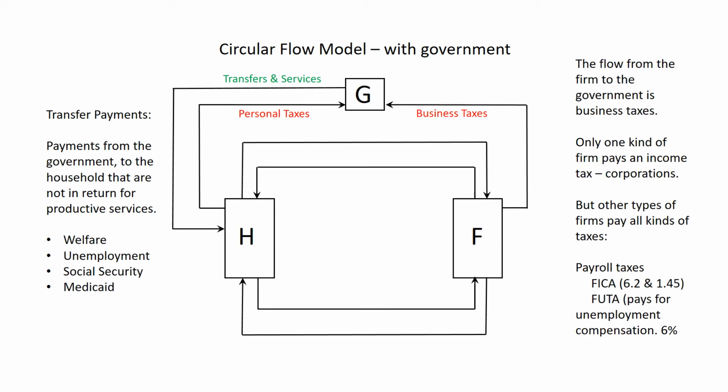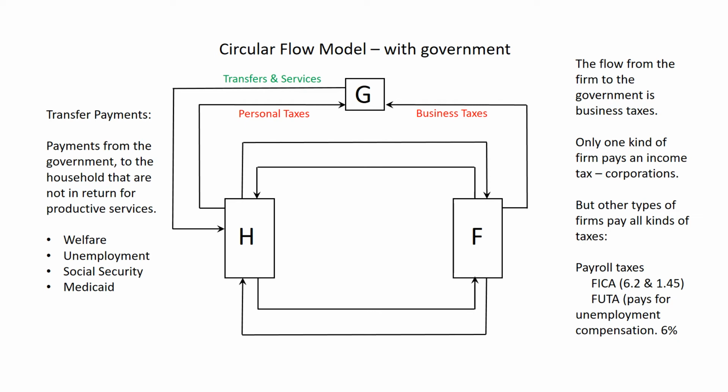The flow from the firm to the government we can call business taxes. Now there's only one kind of firm that pays an income tax, that's corporations. But other firms pay all kinds of taxes. For example, payroll taxes, such as the FICA tax.